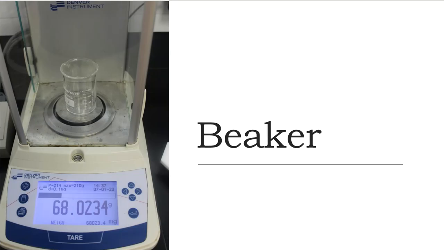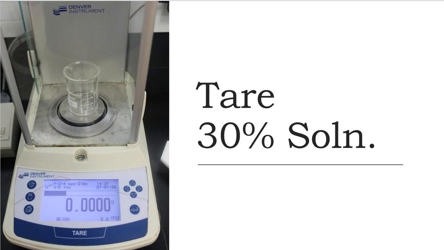So I'm going to go to a balance, and I'm going to tare out my beaker. Before I tare it out, though, 68.0234 is the weight of that beaker. We might not need it, but I've at least provided a mass. And I need to make a 30% solution. So here I've tared it, and I need to think about how much I need. I need to make a little bit extra. So I decided to make 40 milliliters in total.